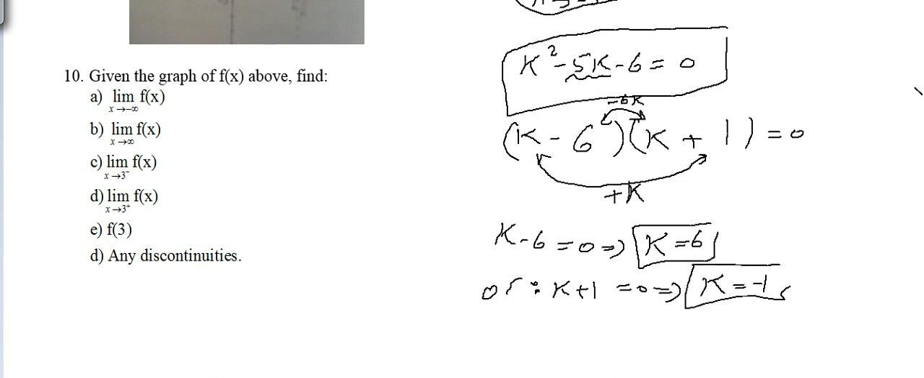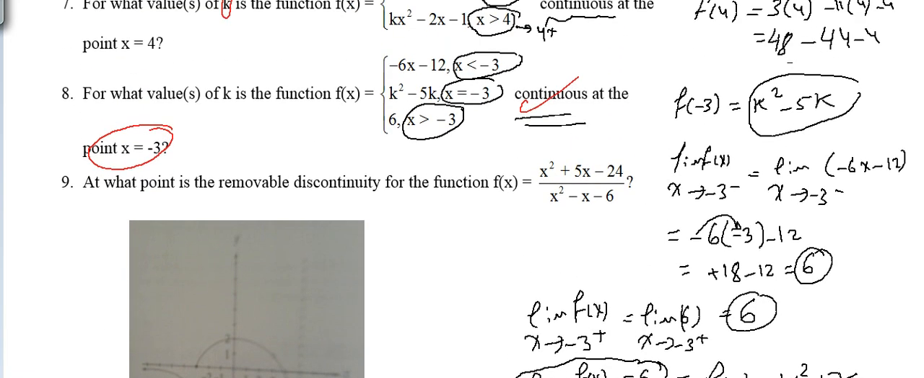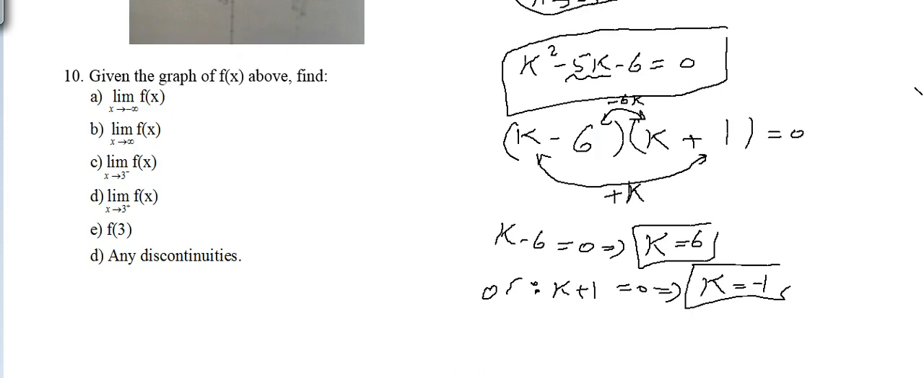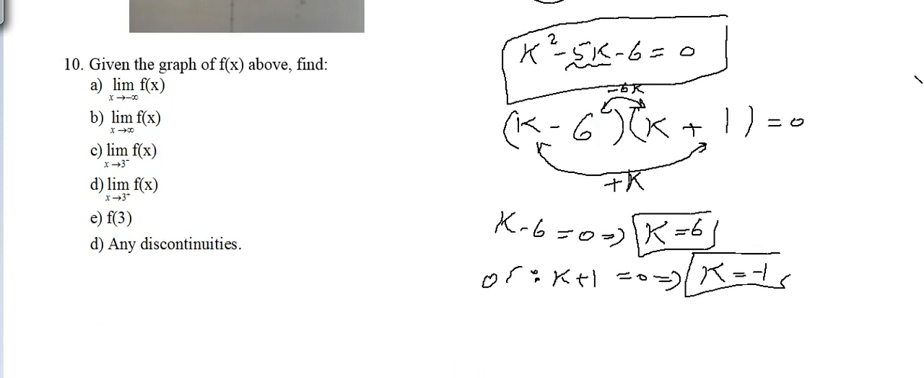And remember, here we have two values, and the question was, for what value or values of k is the function f of x continuous? For these two values we found, k equals 6 or k equals minus 1, the function f of x is continuous. We still have two numbers, 9 and 10. We solve them in the next video.